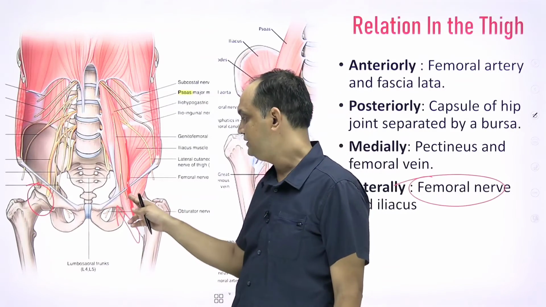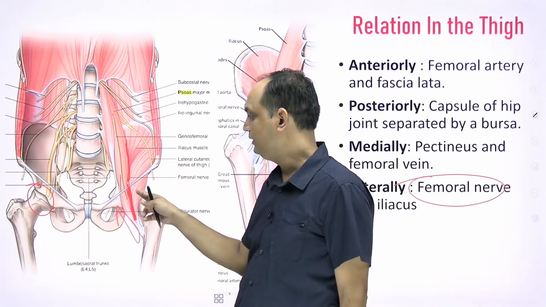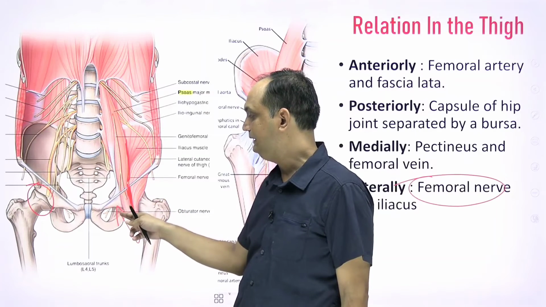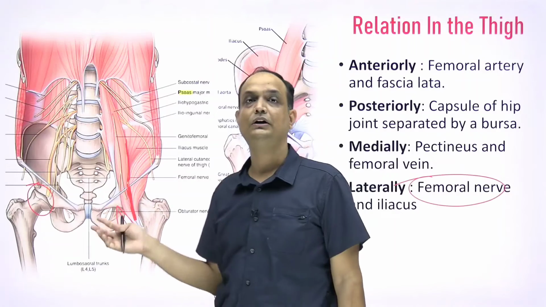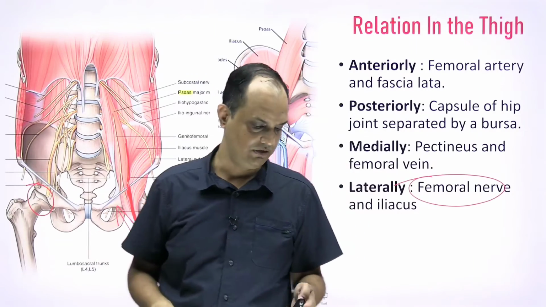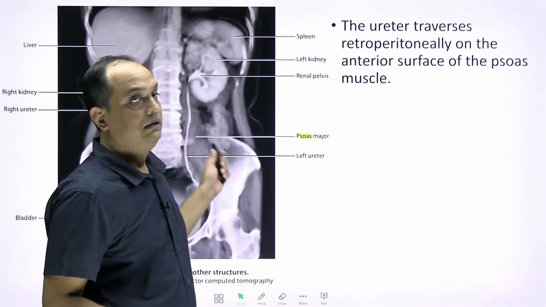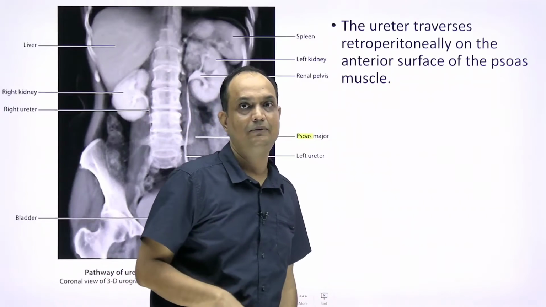So what are the relations? On the lateral side, you will have the femoral nerve and the iliacus. Medially, you will have pectineus. Posteriorly, you will have the hip joint. Anteriorly, you will have the femoral artery and fascia lata. Now, this is what I am asking about.